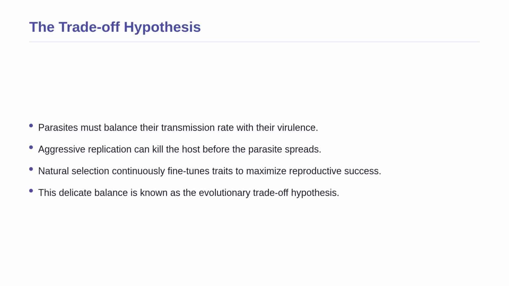If a parasite replicates too aggressively to spread faster, it often causes more damage to the host. This means the host might die before the parasite has a chance to jump to a new host. Therefore, natural selection forces parasites to continuously fine-tune their traits. They must balance how quickly they multiply with how long they keep their host alive to maximize their reproductive success.